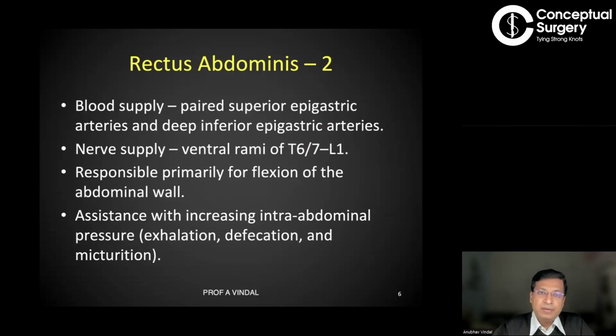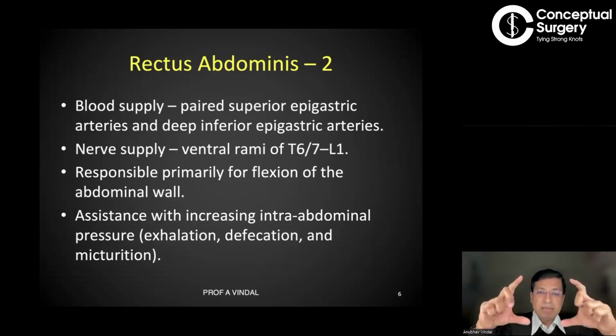The blood supply of the rectus abdominis is by paired superior epigastric and the deep inferior epigastric arteries, of which the deep inferior epigastric arteries are seen very frequently while performing inguinal hernia repairs, both open as well as laparoscopic. The rectus muscle is supplied by the ventral rami of T6, 7 to L1 intercostal nerves. As they emerge from the spinal canals, curve laterally, and then emerge anteriorly, the ventral rami supply the rectus abdominis muscle.